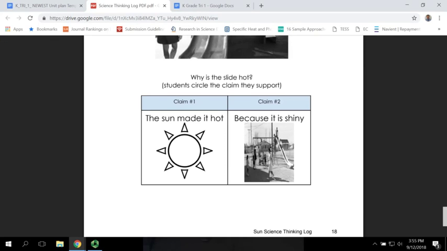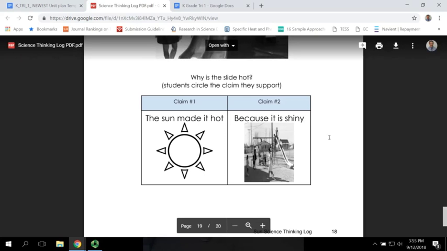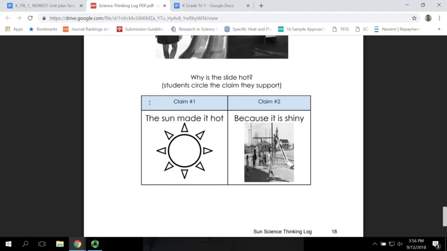And if they go, I don't know, I'm like, well, can somebody else talk about that? Does anybody else think it's shiny? Well, what evidence do you have? And the evidence could be something as simple as, when I touch shiny things or when I touch other shiny things, they're hot. Okay? And same thing with the sun. Even if everybody agreed with claim 1, let's say every student agrees with claim 1, you still have to ask them to provide evidence.